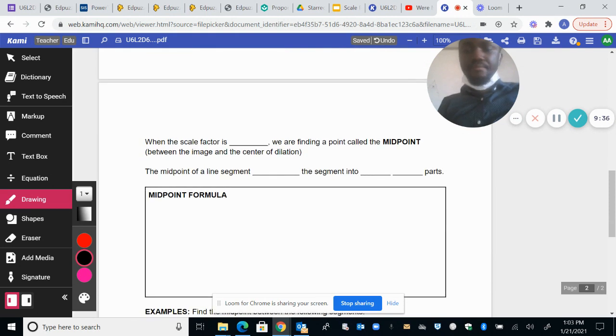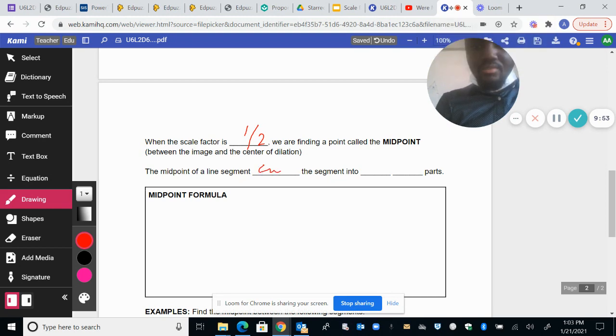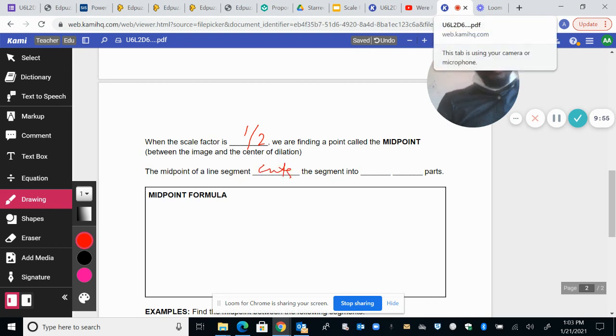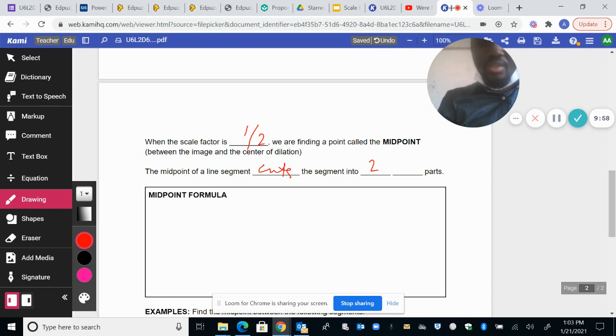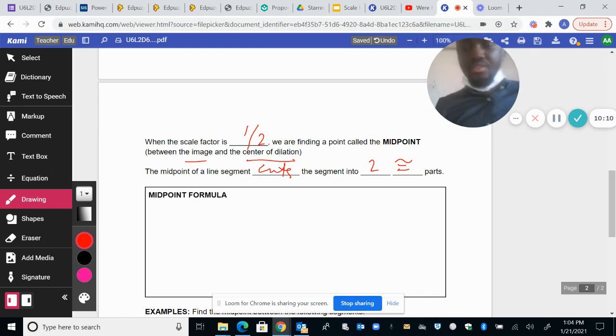Right now, these are other things. When the scale factor is half, we are finding a point called the midpoint. The midpoint of a segment will cut the segment into two congruent parts, okay? That is, the midpoint will cut the segment into two equal parts. We have the image and the center of dilation here.